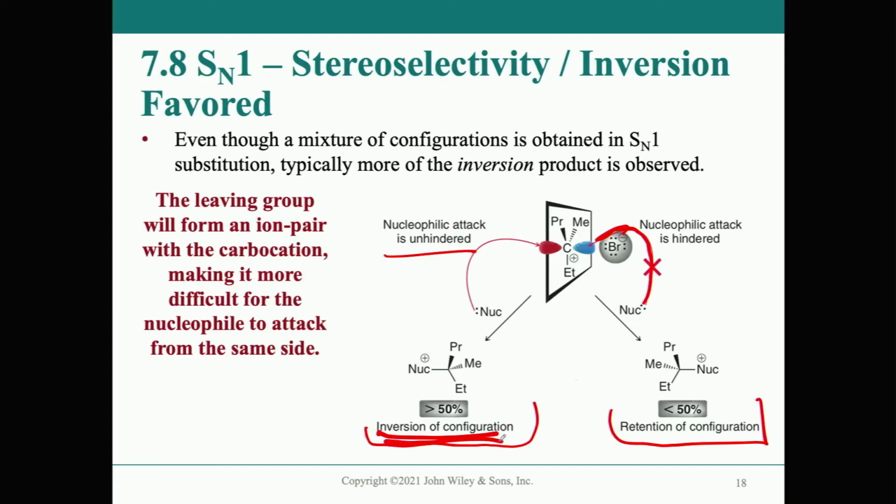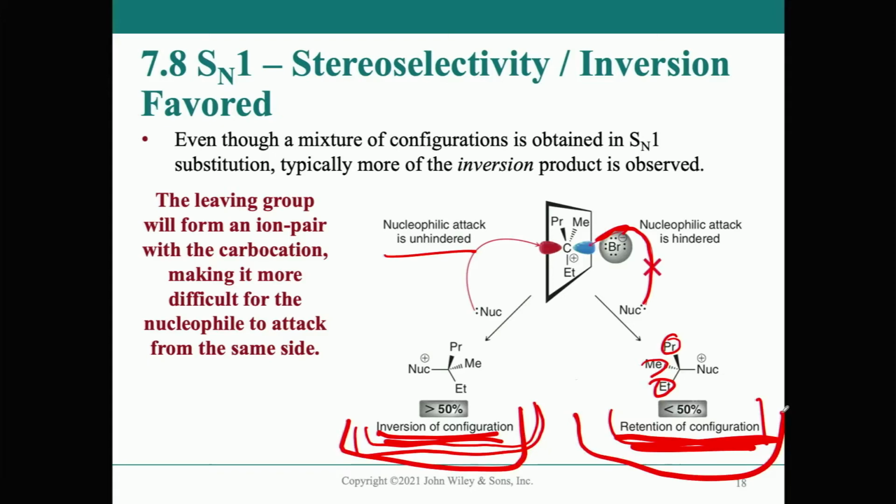More than 50% of it will be the inversion product, like a nucleophilic SN2 reaction from the backside. But you also get some retention product too, where the substituents all stay in the same positions as in the substrate. Again, that's the big difference between the SN2 and the SN1 reaction. In the SN2, you will only get inversion product, whereas in the SN1, you will get both inversion product and retention product, albeit more inversion product than retention, but the retention product is still there.